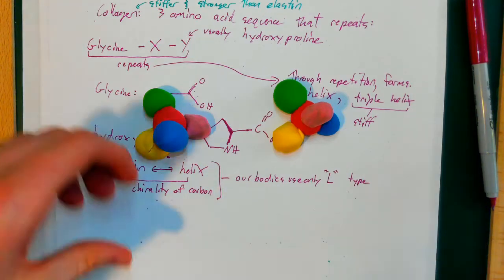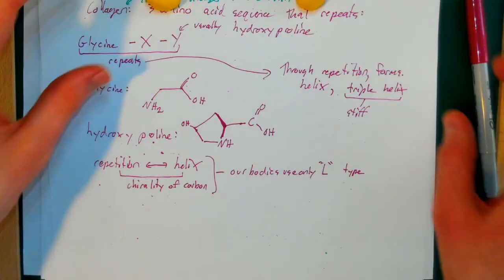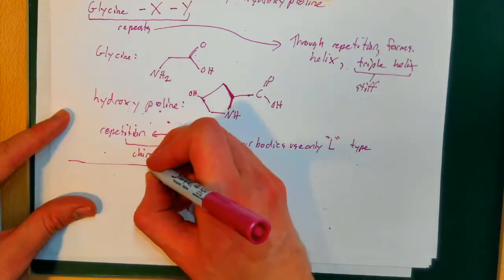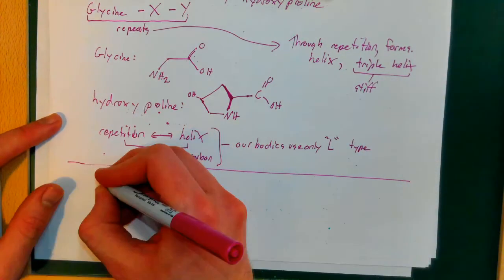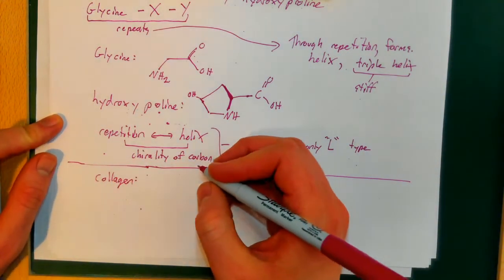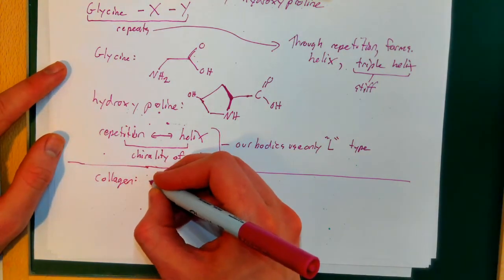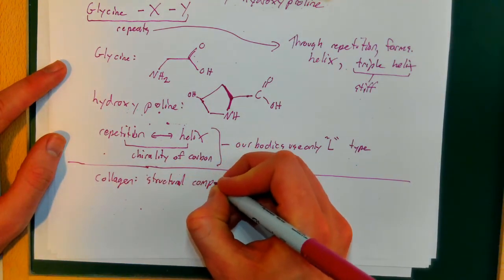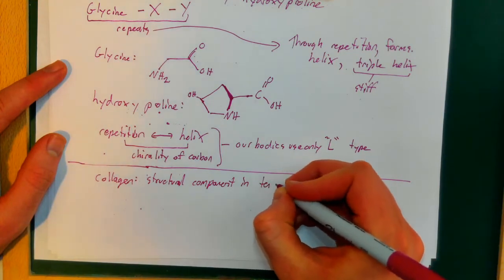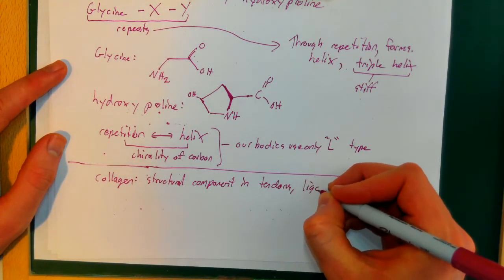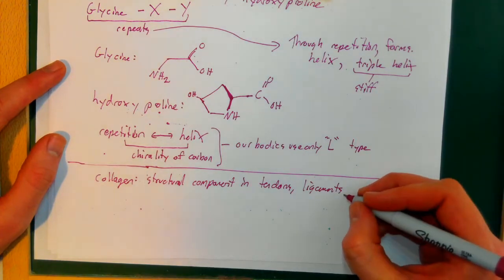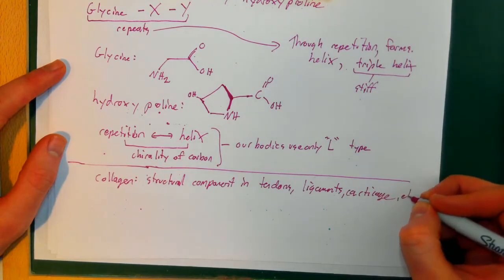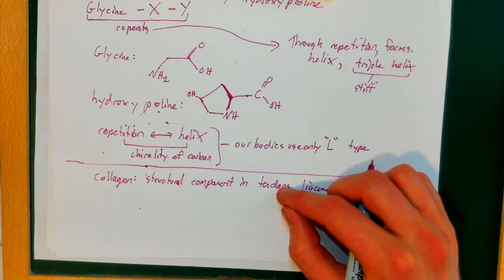So now let's talk about an application of collagen. Collagen is one of the main structural components. Collagen is basically the main structural component in tendons, ligaments, cartilage, etc. It also appears in bone too.